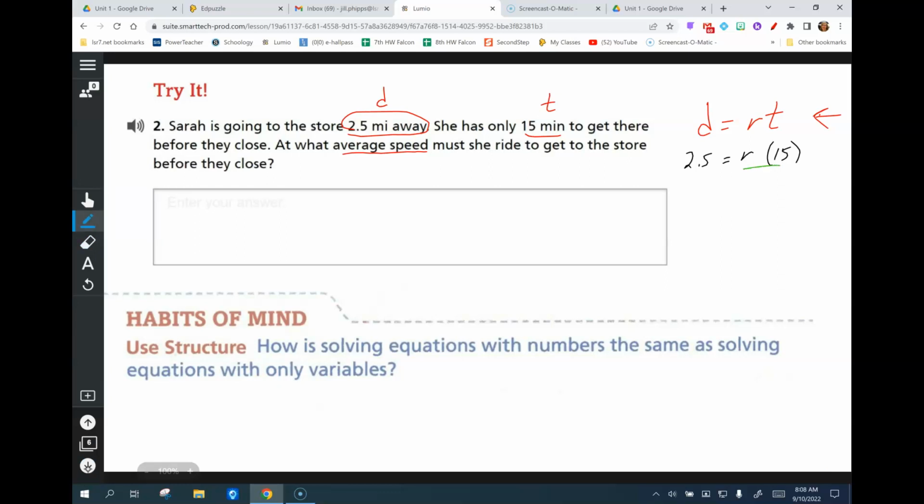So we would divide both sides by 15. And we would get that the rate is equal to 2.5 divided by 15. Which is 0.166... Okay. Now, I've told you not to leave it as a repeating decimal, which I still agree with, but when we're talking in real world, we would have to do it. So this is 0.167. We would have to round. So we would say approximately. See these wavy equal signs? That means approximately.